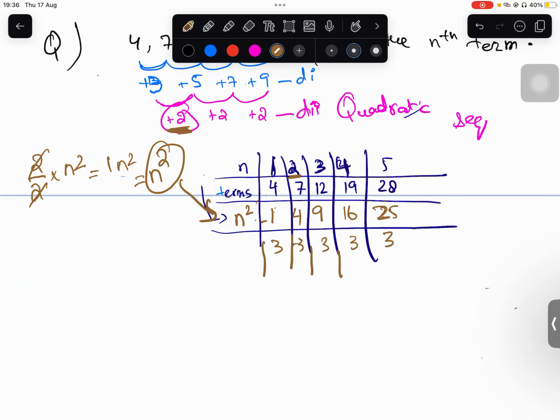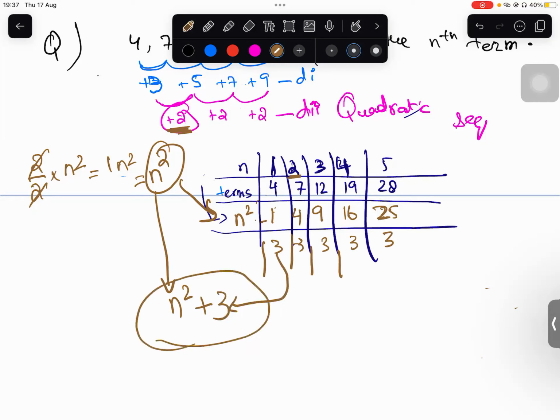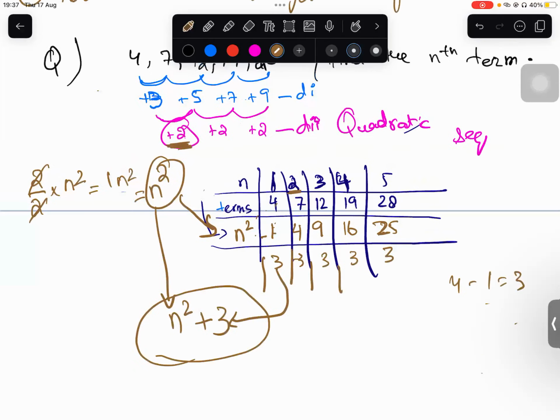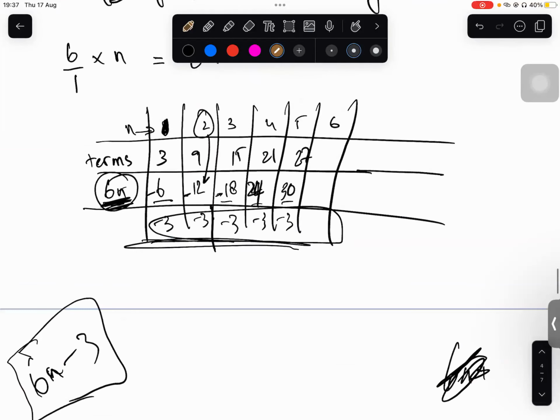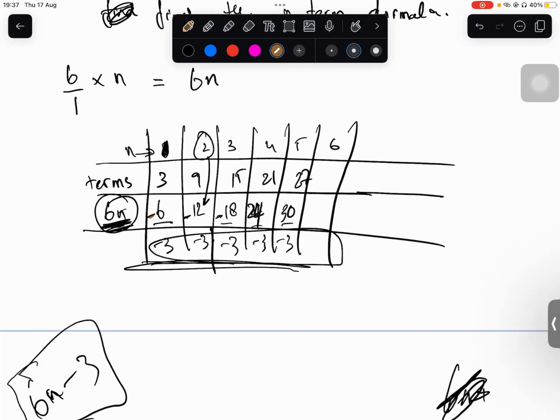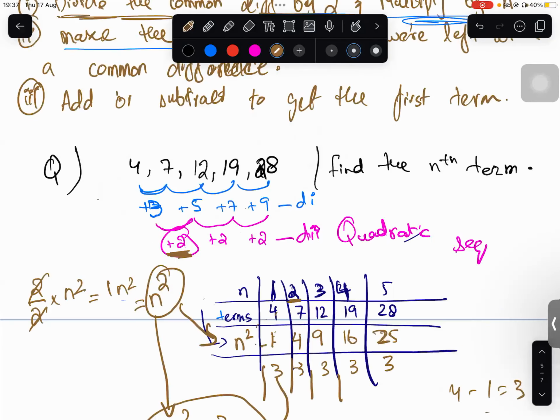So your answer for this particular sequence would be n squared, which we found from here, plus, minus 3. No, this time it would be plus. You see, because 4 is greater than 1, 4 minus 1 would be 3. In the previous question, the term was less than the n squared term, so hence we had the negative terms. This time it's a positive answer.